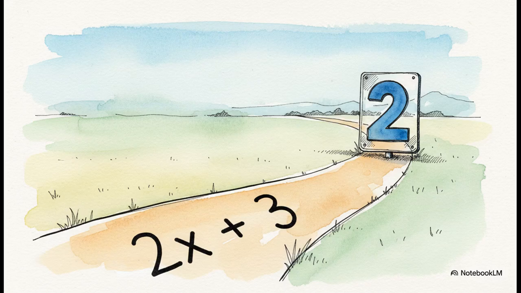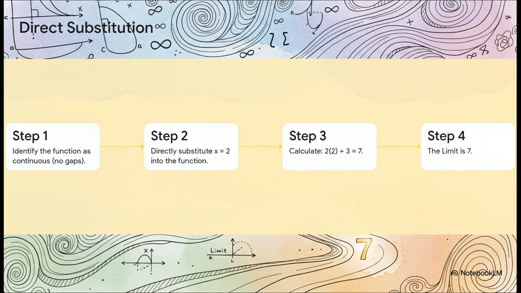We're trying to find the limit of the function 2x plus 3 as x gets closer and closer to 2. This is the kind you hope for on a test, right? It's just a nice, simple, continuous line with no funny business. For functions like this one, where there are no gaps or jumps, the answer is, well, incredibly simple. All we have to do is something called direct substitution. We literally just plug our target value, 2, right into the function for x. So we get 2 times 2, which is 4, plus 3, and that gives us 7. That's it. The limit is 7.